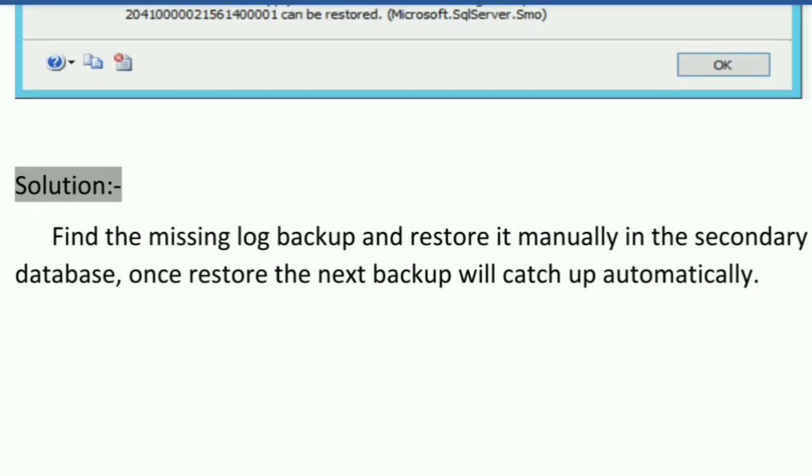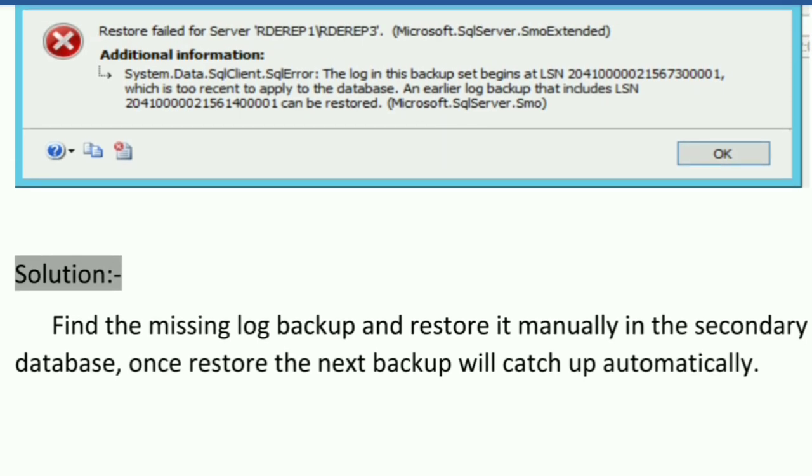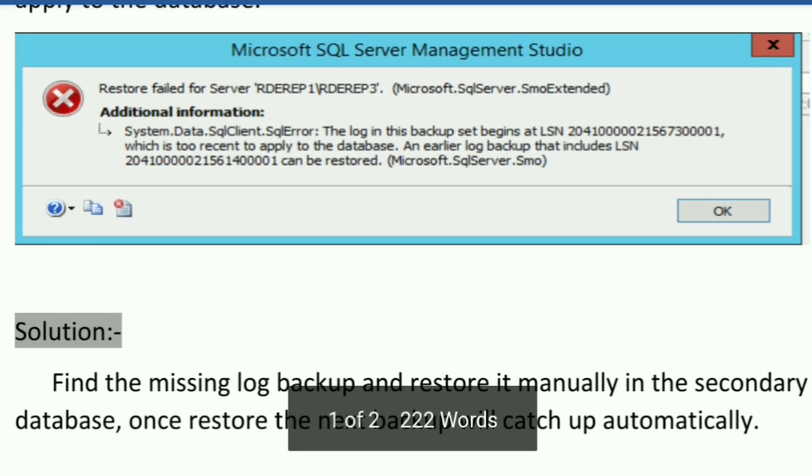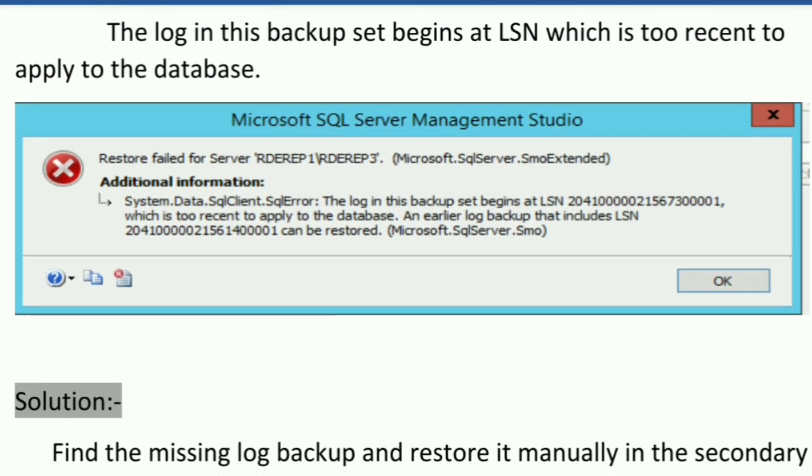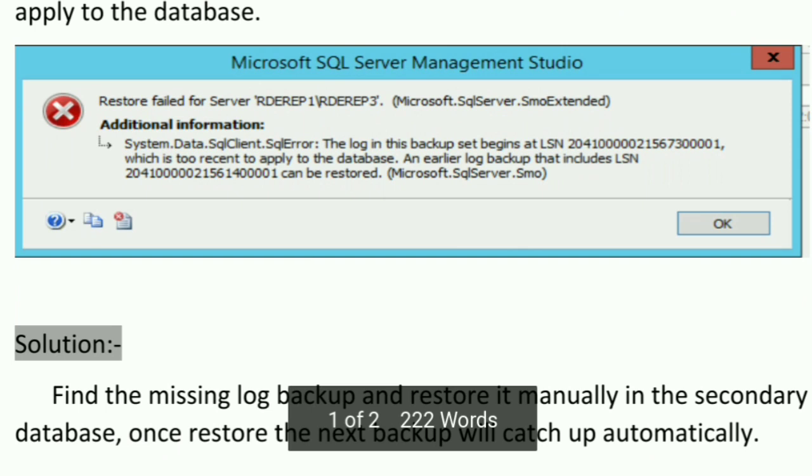The single straightforward solution is that you need to find the missing log backups and restore them manually. An LSN mismatch happened for some reason. You need to find the recent missing log backups and restore them manually on the secondary database. Once restored, the next backup will catch up automatically. Whenever you face this error, the LSN is too recent to apply to the database, so you need to identify the missing log backups and restore them manually.